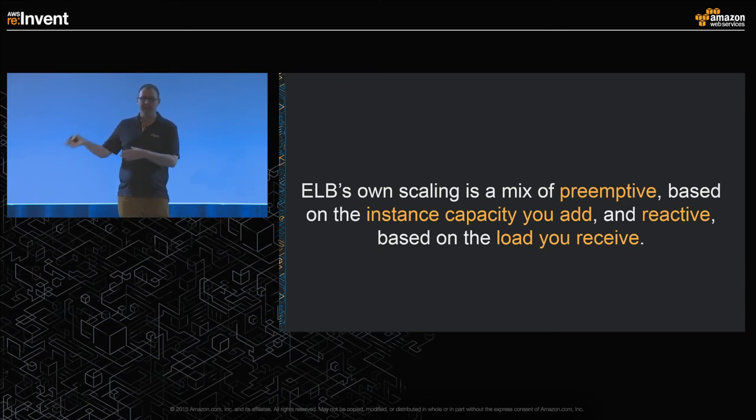We've got pretty healthy safety margins. On top of that, we actually scale every ELB so that we could lose an entire availability zone's worth of capacity at a moment's notice and still be fully scaled to respond to your load. So there's quite a bit of safety margin in there.